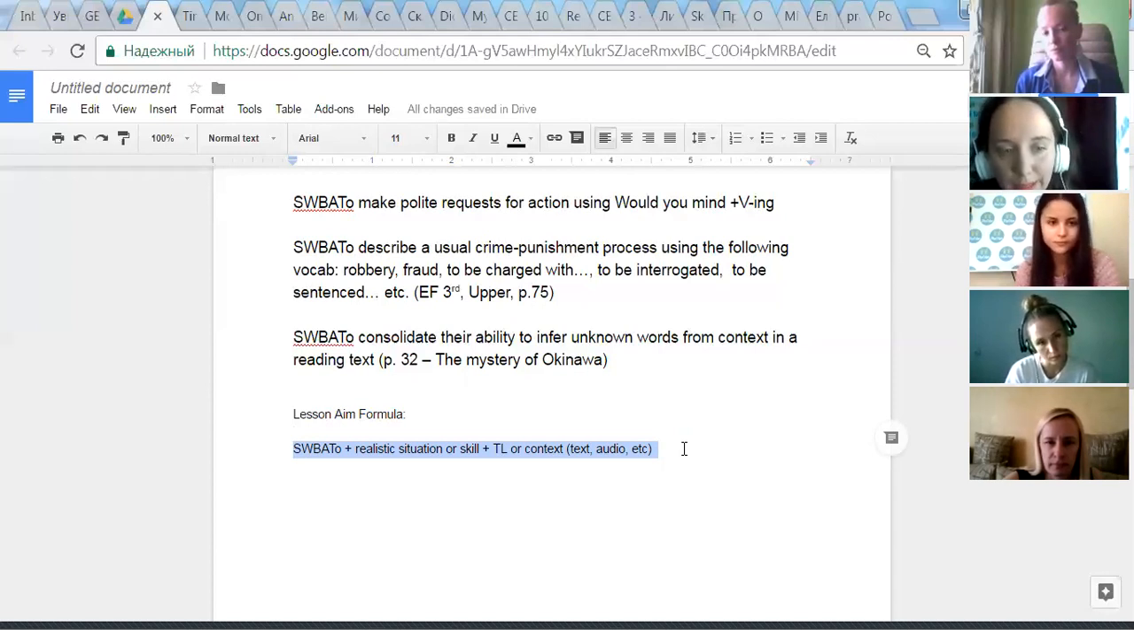One aim per lesson, right? Yes, of course, there is one aim per lesson. There can be subsidiary aims, but now we are focusing on main aims. Do you have any questions?